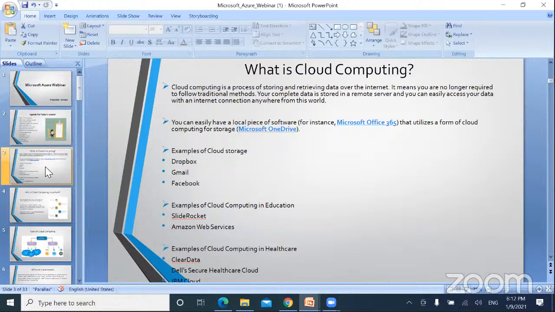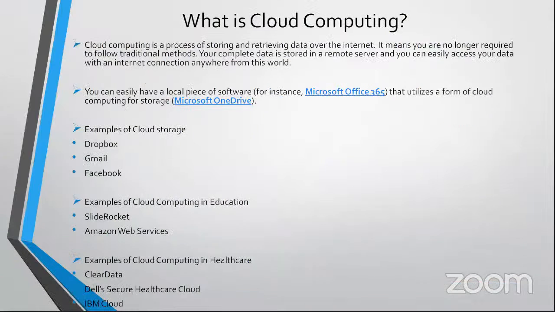In the next part, we'll see the types of service models provided in cloud computing. For example, we have public cloud, hybrid cloud, and private cloud. An example of a public cloud is google.com. Google.com is a public cloud, right?